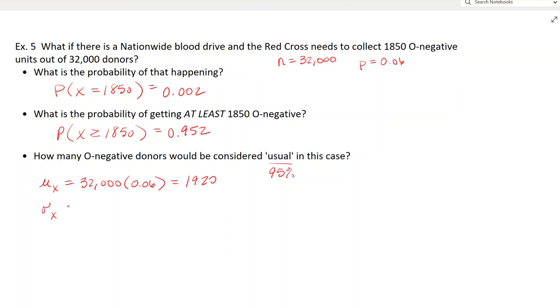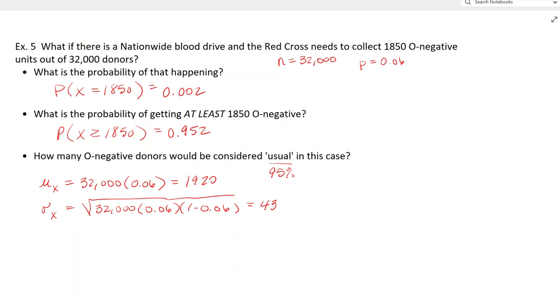Now, what's our standard deviation for that? Remember, the formula for standard deviation is going to be the square root of n times p times 1 minus p. So here we have 32,000 times 0.06 times 1 minus 0.06. And when you put that into the calculator, you'll find, I'm going to round to the nearest whole person, that that's 43.